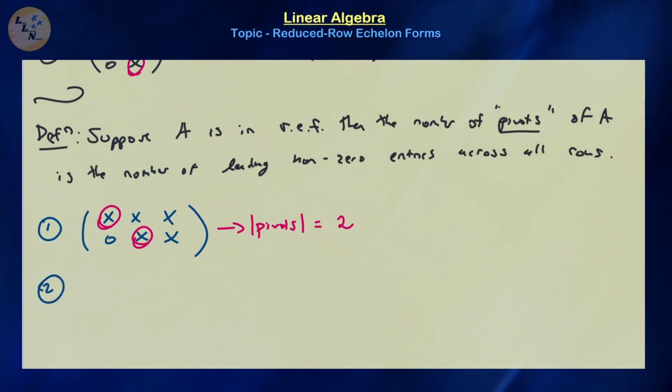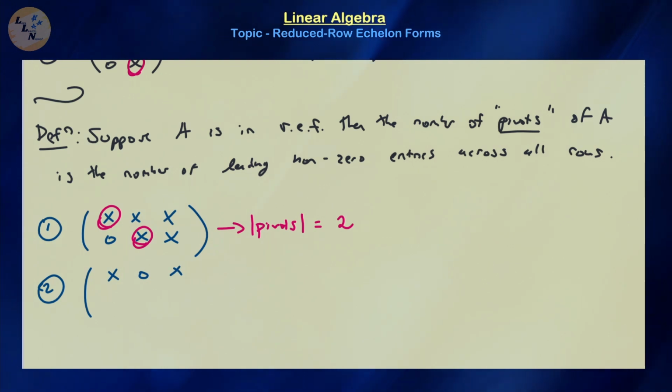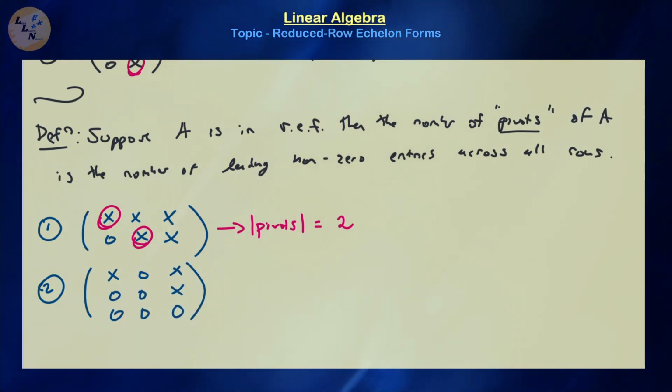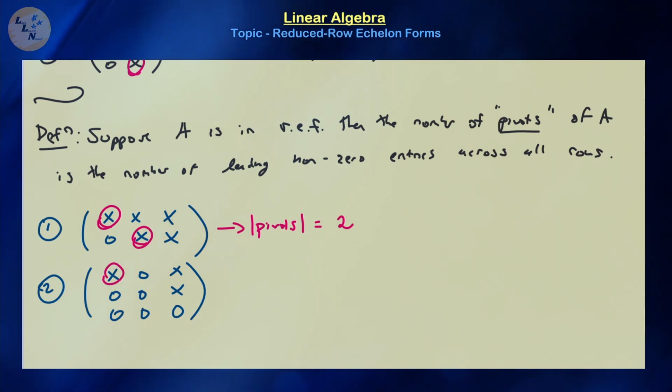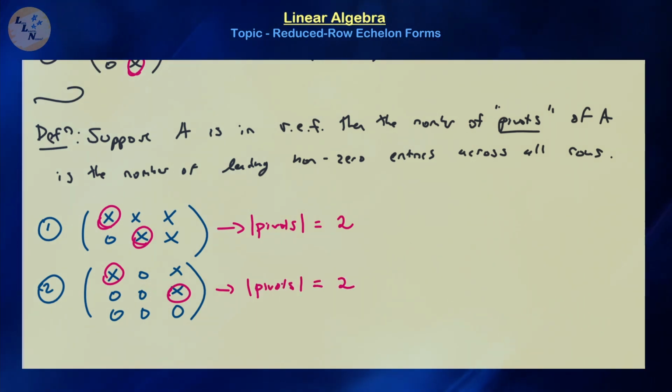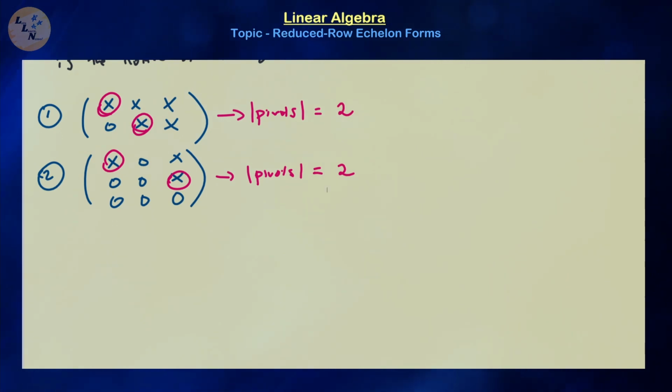Consider this matrix. x, 0, x, 0, 0, x, 0, 0, 0. You should be able to verify that this is indeed in row echelon form. All 0 rows are at the bottom, and our leading coefficients are in left to right order. Again, in this particular case, the number of pivots is equal to 2. Notice there's not a pivot associated to column 2, and that's perfectly okay. It happens.